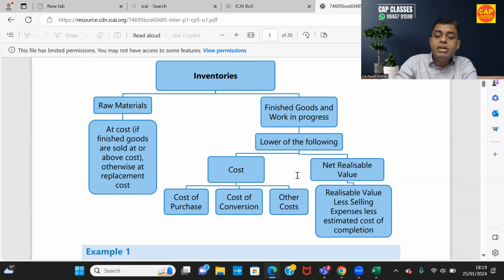I'll give you 5 minutes of time. Write this in your notes. I know you have the ICAI's beautiful study material, but I want you to copy and write this in your notes. I'm giving you 5 minutes. Once you write this, say in the chat box that you are done, then we will start.